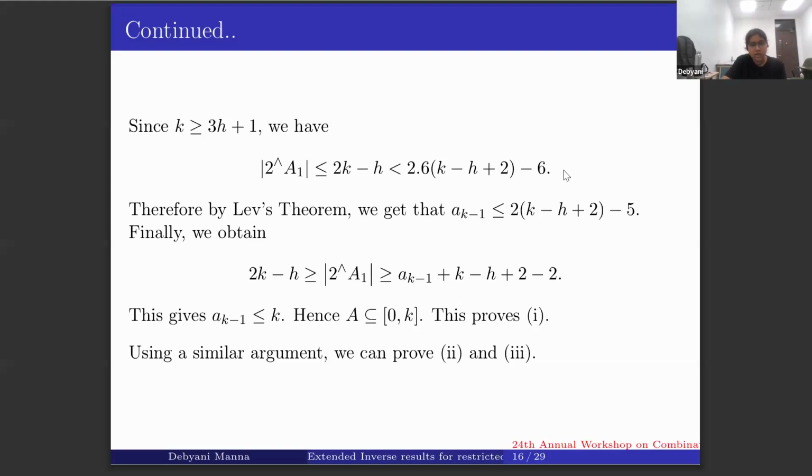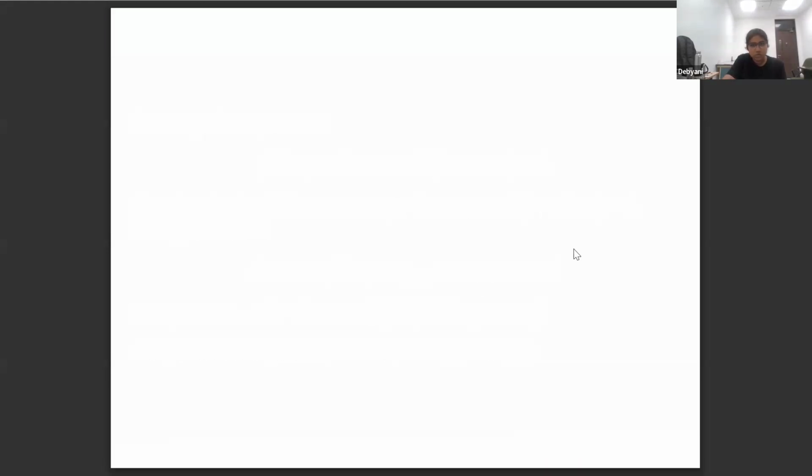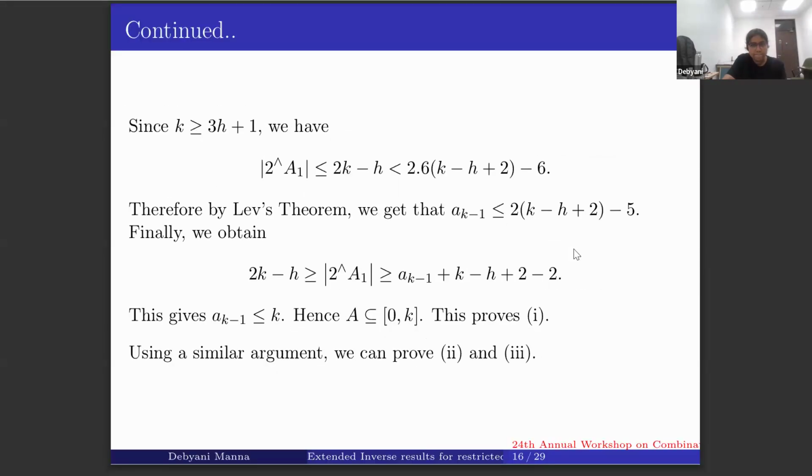Earlier we have shown that Leib has proved this result for this certain case where the two-fold restricted sumset of a is less than this kind of thing. Then we'll have that finally ak minus 1 will be less than or equal to k. Hence a is a subset of 0 to k. Again, the argument for 2 and 3 can be proved in the same way.